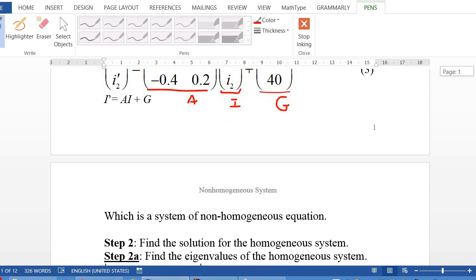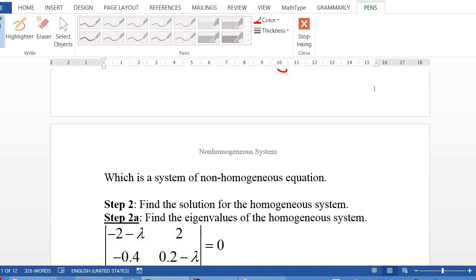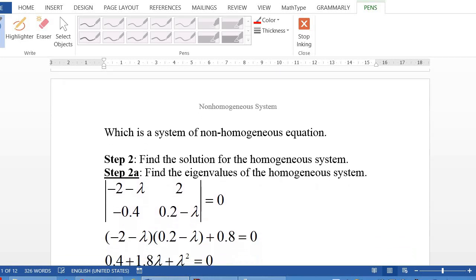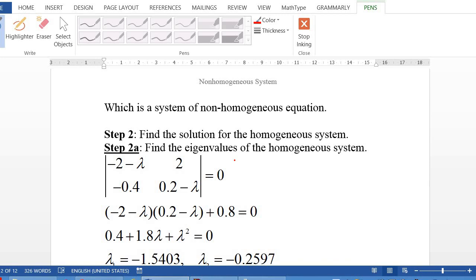To solve the non-homogeneous system, the first step is to find the solution for the homogeneous system, or find the complementary functions. To find the solution for the homogeneous system, first you have to find the eigenvalues of the homogeneous system. To find the eigenvalues, you have to let the determinant of A minus lambda I equal to 0. This is the determinant symbol. A minus lambda I will affect minus lambda at the main diagonal.